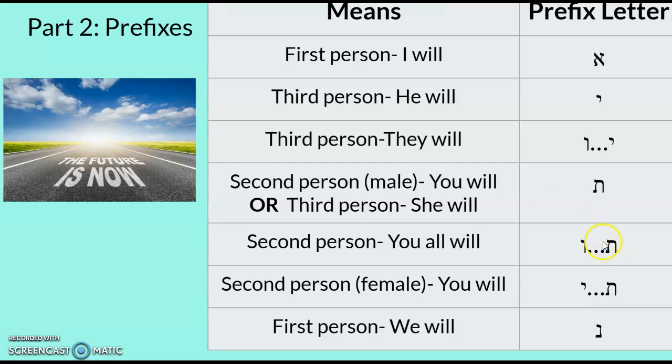And if it's tav and then the vav at the end of it, like tochlu, then it'll be you all will, or my preferred way of saying it, y'all will. Tav at the beginning and yud at the end is she will, or you will for a female, so you will when you're talking to a female, and nun at the beginning is we will.